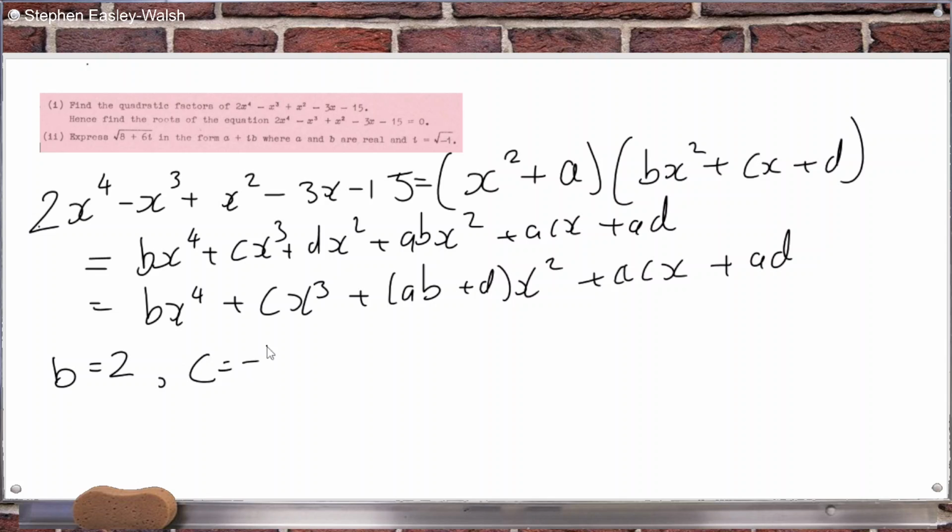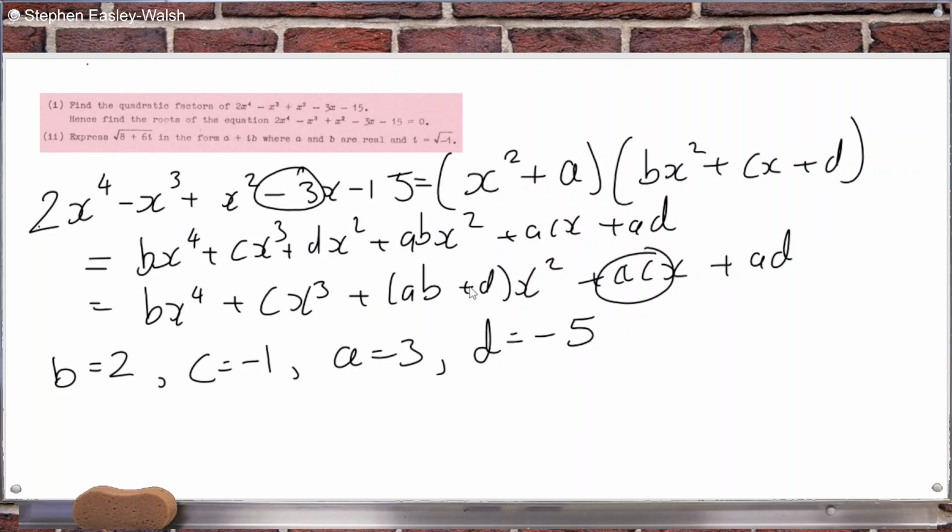c has to equal minus 1. And then if you look at this one, ac has to be minus 3. So that means a is 3. And then ad has to be minus 15. But you know that a is 3. So that means d has to be negative 5. And that's it. It's so easy now once you knew to make that factorization in that form.